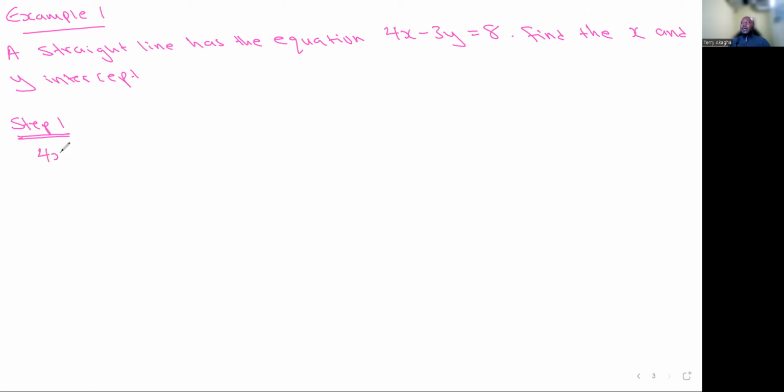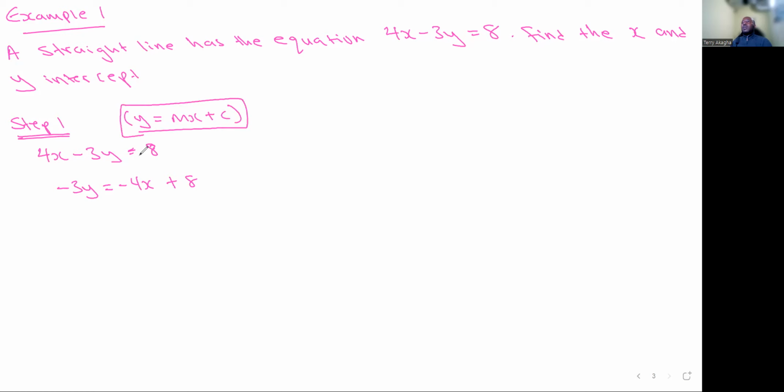So we have 4x minus 3y is equal to 8. What am I going to do here? We have 4x minus 3y equals 8, and I want to write this in the slope-intercept form. So I take 4x to the other side. It's going to be minus 3y is equal to minus 4x plus 8. Remember, the slope-intercept form is y is equal to mx plus c.